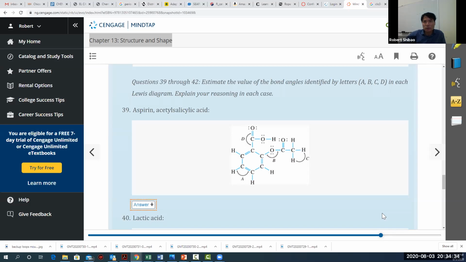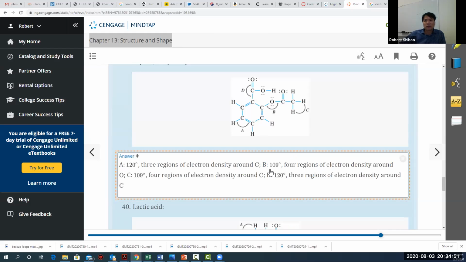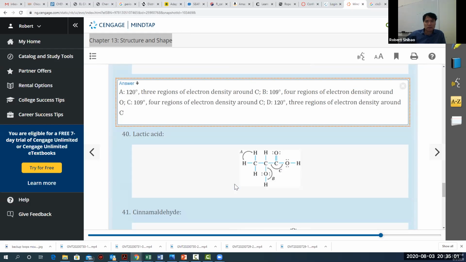D, this should be trigonal planar, 3 groups, double bond, 120. But the double bond takes up more space, so that should expand the angle by about 2 degrees, so 122, maybe. But we aren't doing the distortion, so 120, 109, 109, 120. It depends on how many regions of electron density, single bond, double bond, a lone pair, etc.